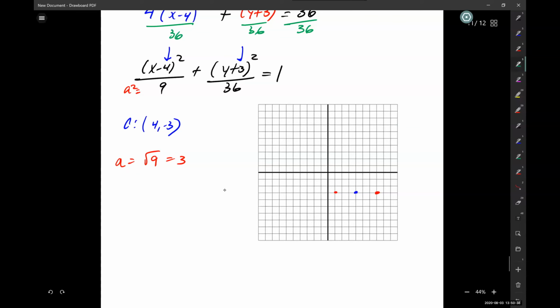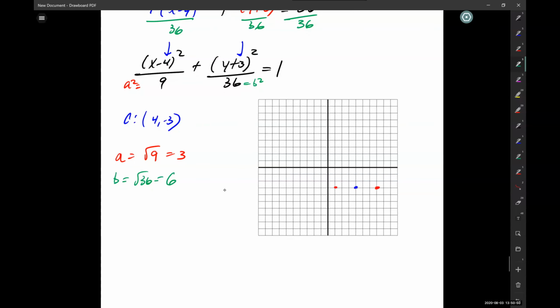And we have that b squared is equal to 36. So b is the square root of 36, or just 6. Which means that from my center, we're going to move up 6 and down 6. So here's up 6. Here is down 6. And now we just connect our points with the best ellipse we can draw.